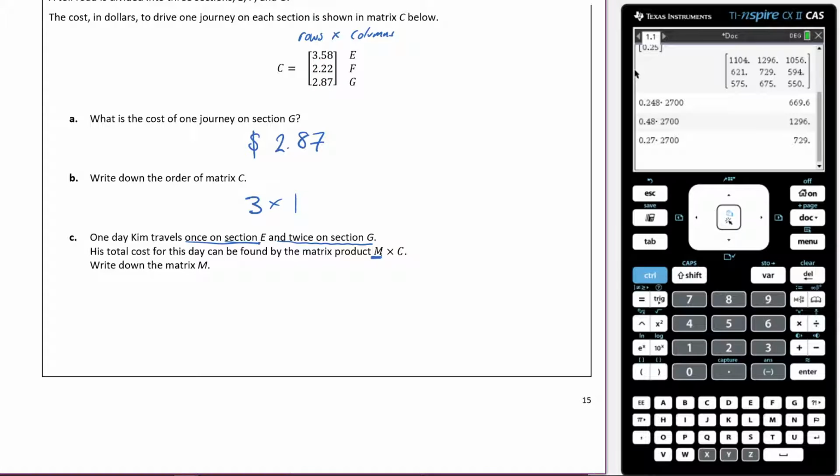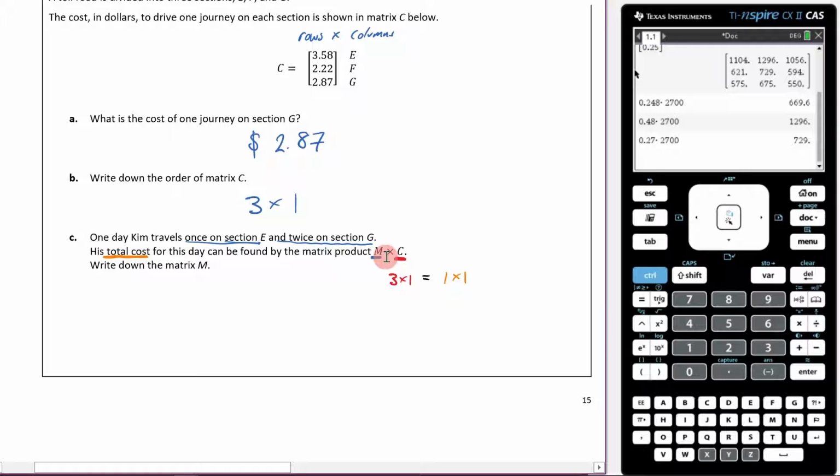So this is really where it becomes important to consider the order of things. So what is the order of C? Well, we know it's a 3 by 1 matrix. What else do we know? Do we know what the order of our answer is going to be? We do, because it's the total cost. So think about it. What's the total cost? It could be like $12 or $13. But do you see how it's one number? So that means our answer is going to be a 1 by 1 matrix.